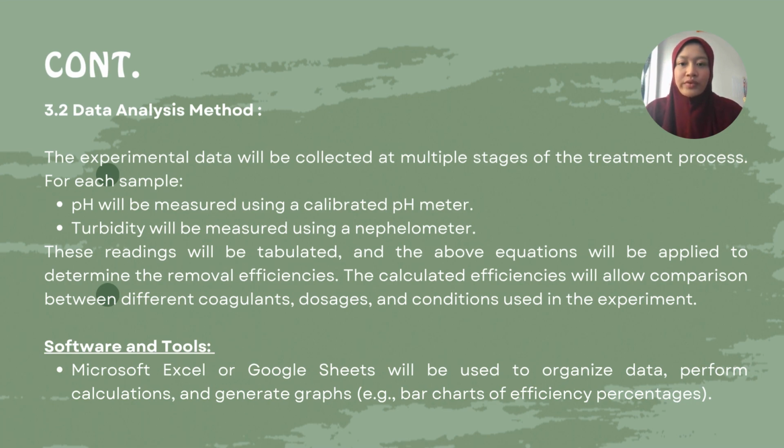Next, we continue with the data analysis method. The experimental data will be collected at multiple stages of the treatment process. For each sample, we will measure the pH using a calibrated pH meter and turbidity using a nephelometer. These readings will be tabulated and the above equations will be applied to determine the removal efficiencies. The calculated efficiencies will allow comparison between different coagulant dosages and conditions used in the experiment.